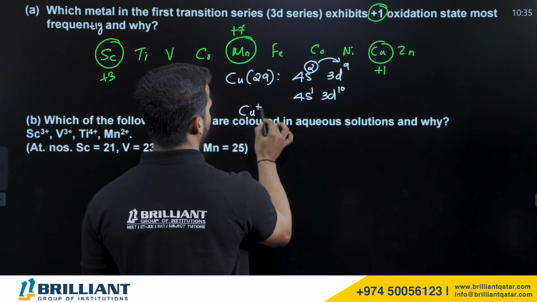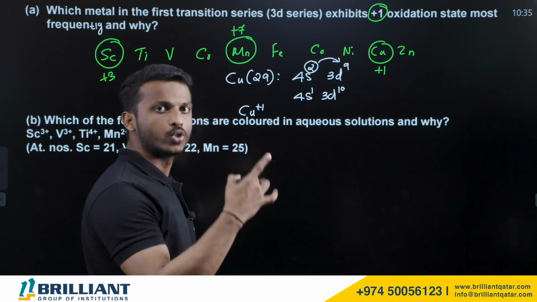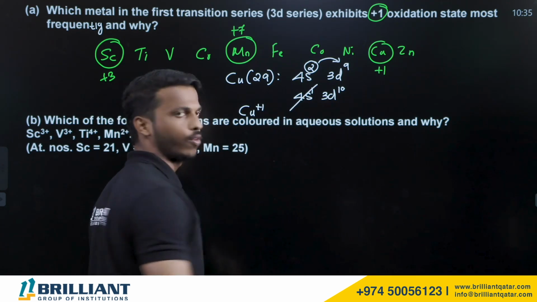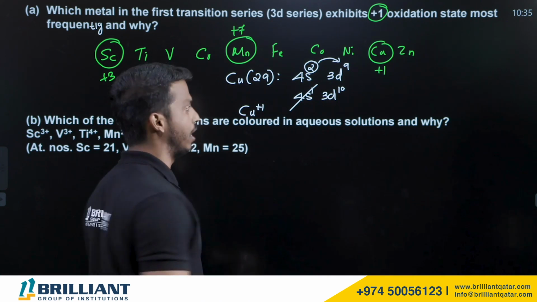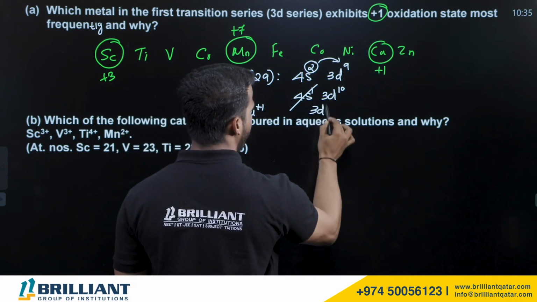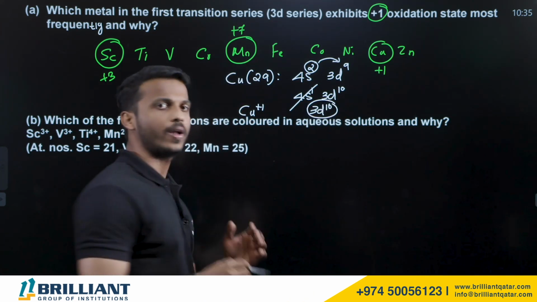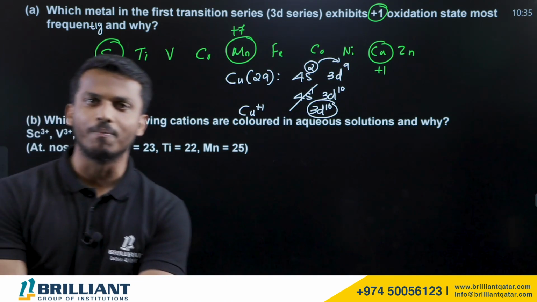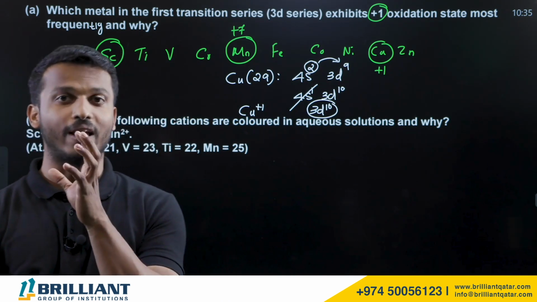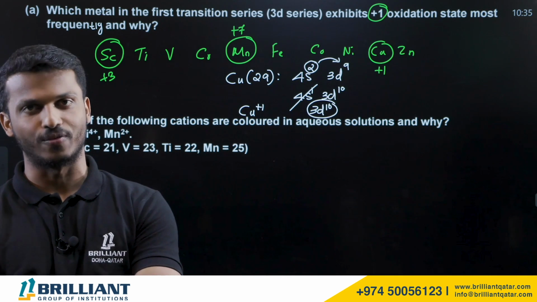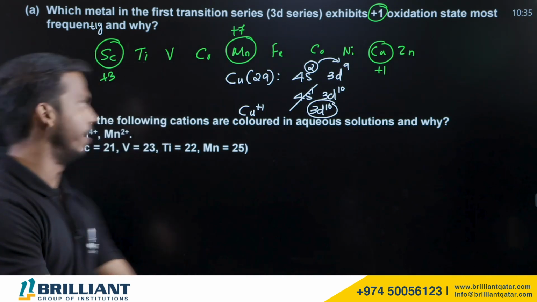What about copper in +1 state? It has to lose 1 electron. It loses 1 electron from 4s because that is the outermost electron. What is remaining? 3d10. Correct. So why does copper exhibit +1 oxidation state? Because in +1 state it has a fully filled d orbital configuration. Therefore it is highly stable.